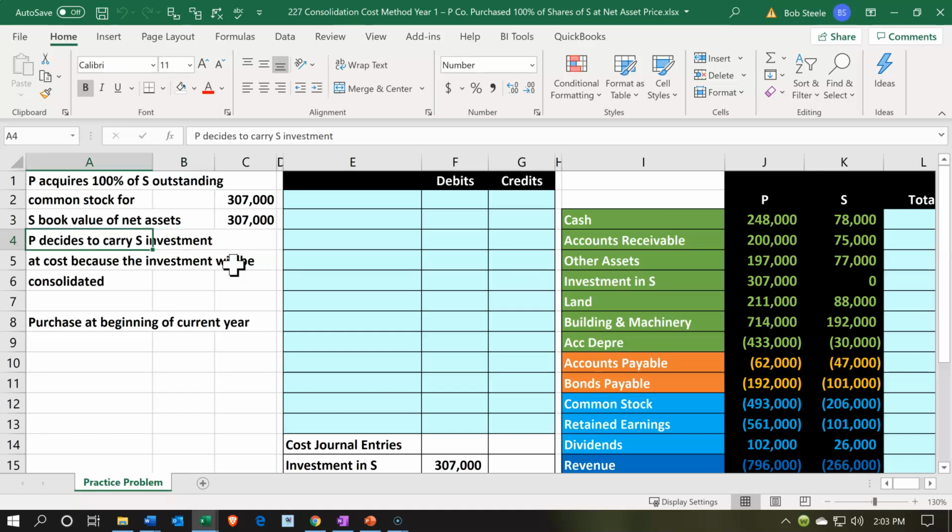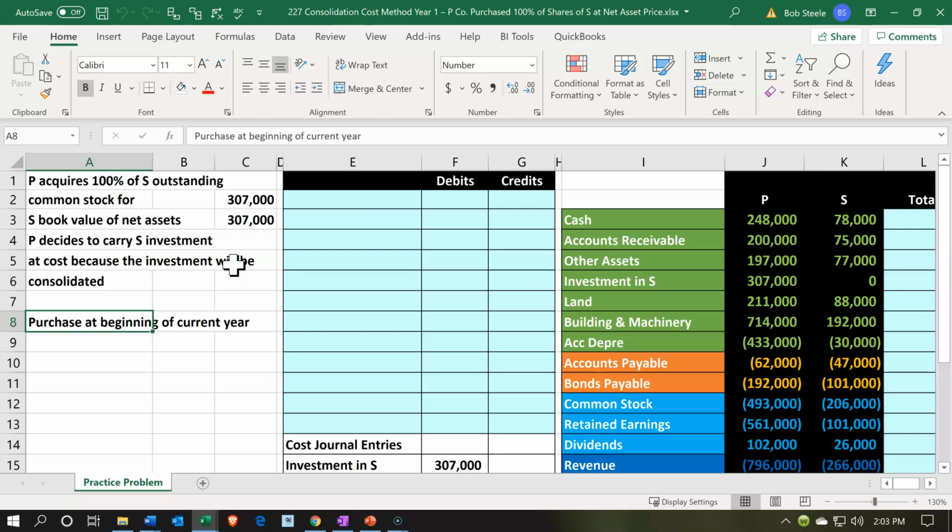P decides to carry S investment at cost because the investment will be consolidated. So P says, hey, I'm not going to do the equity method. Why do I need to do the equity method when I could just carry it at cost? That'll be easier. And I'm going to do a consolidation worksheet at the end, so it's going to be reported together anyway. So let's just carry it at cost instead of using equity.